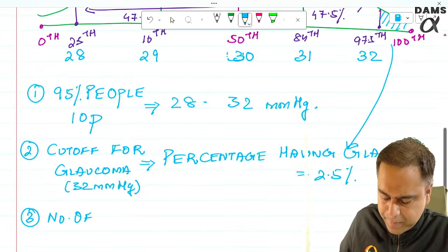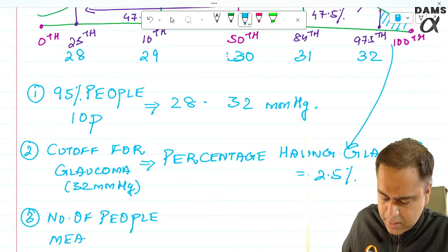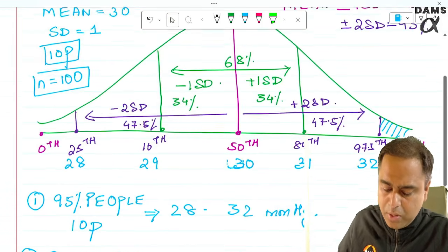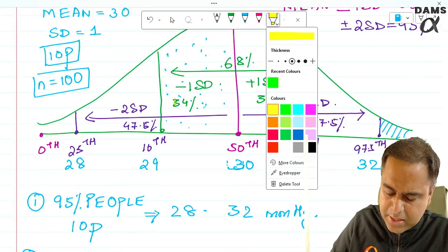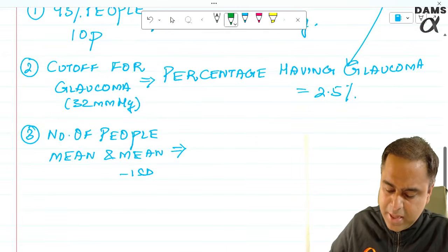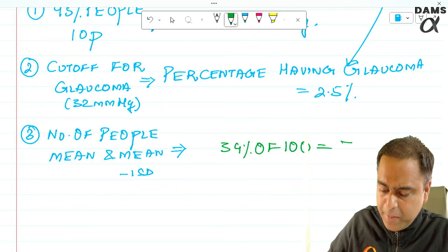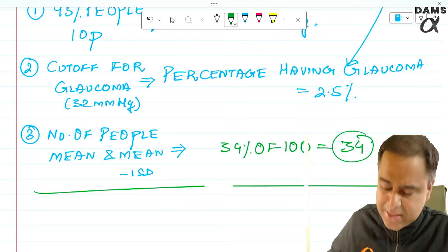Yes. Now suppose I say that the total number of people are 100 and I ask the number of people having an IOP of mean and mean minus 1 SD. That means they are talking about this particular region. So as you can see over here, it is 34%. Total people are 100, so it is 34% of 100. So the number of people would be 34. Yes. Now these are simple variants.